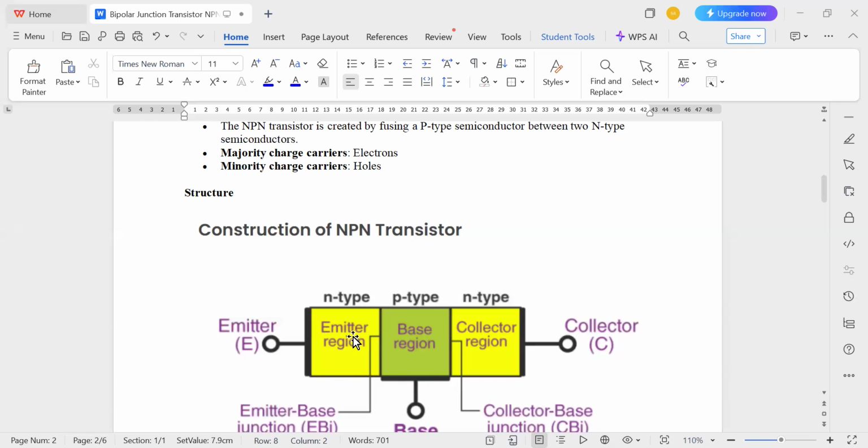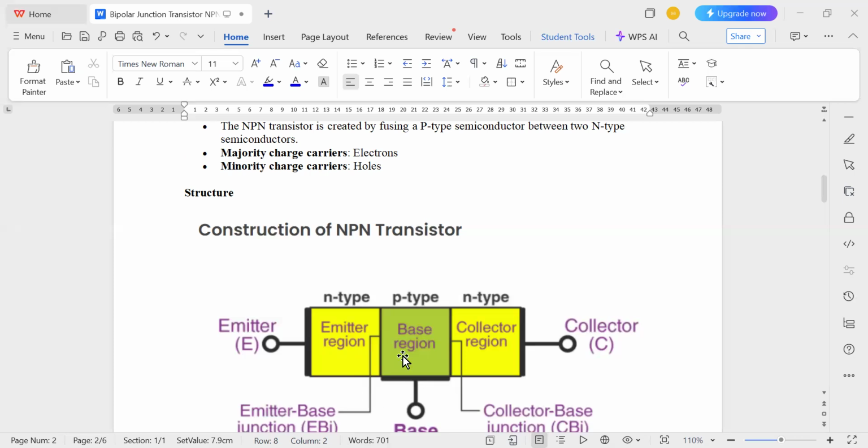Doping is the process of adding impurity to a pure semiconductor. In order to form an N-type semiconductor, we add arsenic, for example. For each arsenic atom, we get one electron. In this way, the majority carriers will be the electrons in the N-type region. This is about the emitter. Next, the base region.